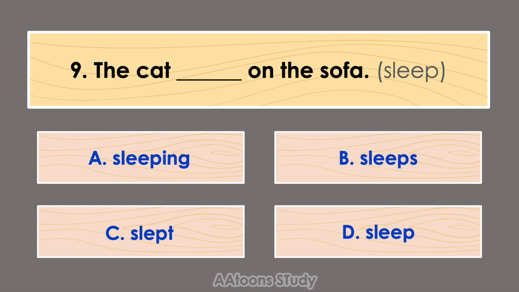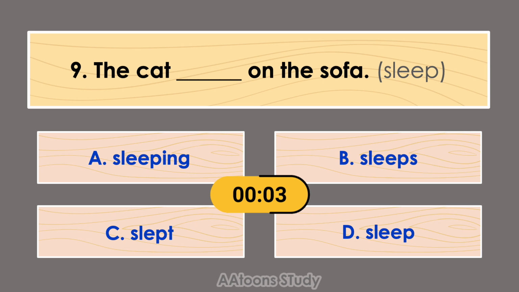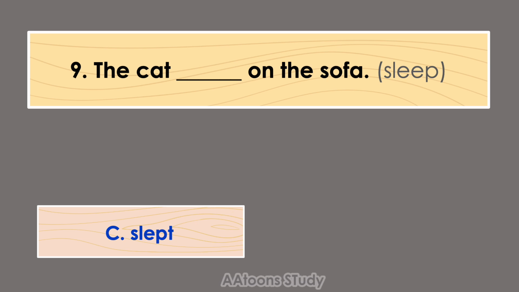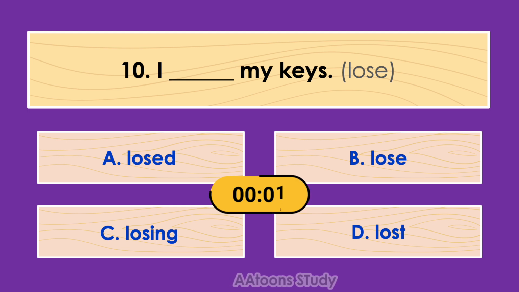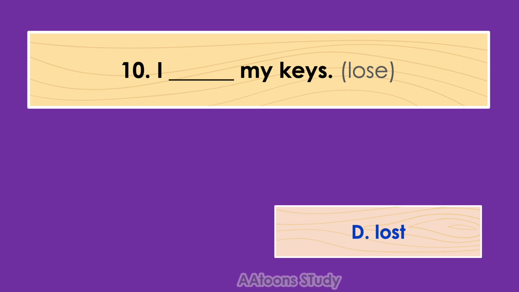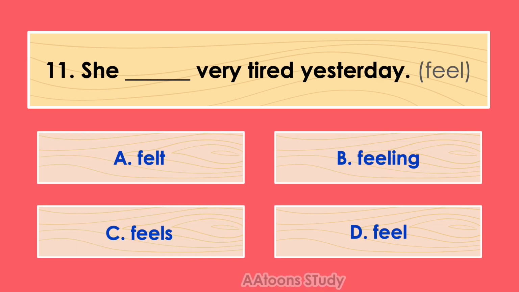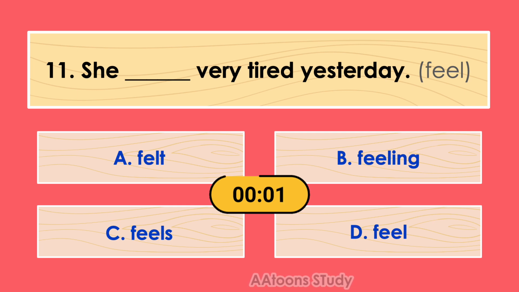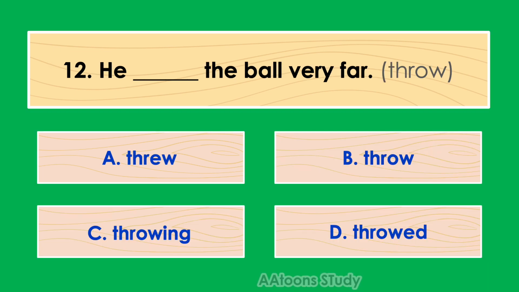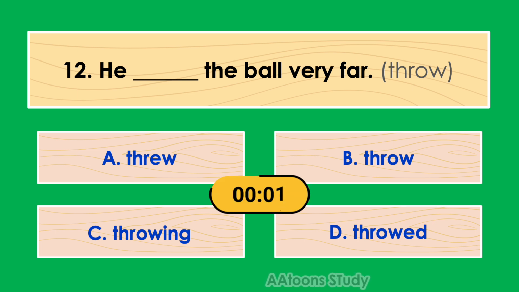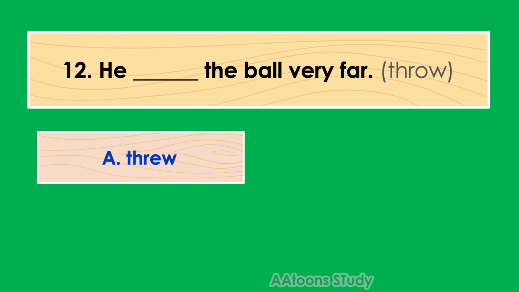The cat ___ on the sofa. Slept. The cat slept on the sofa. I ___ my keys. Lost. I lost my keys. She ___ very tired yesterday. Felt. She felt very tired yesterday. He ___ the ball very far. He threw the ball very far.